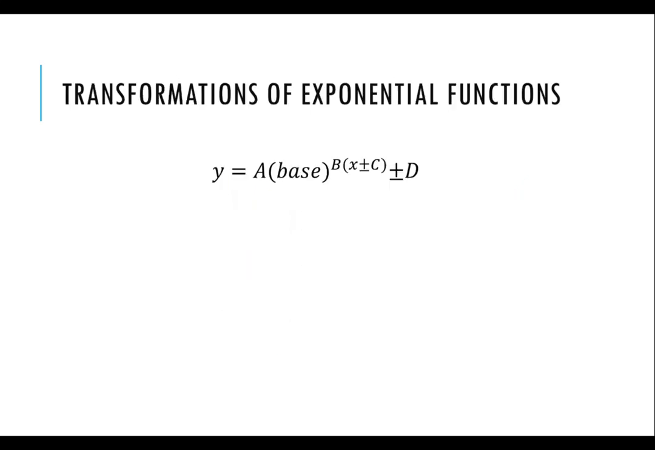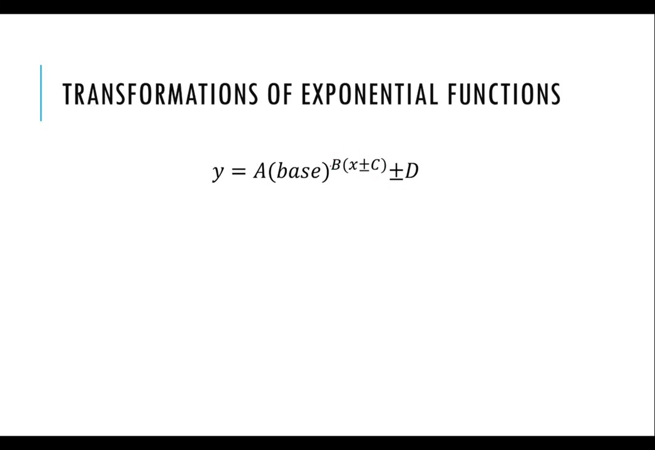Now, if we're trying to graph these things, then we're going to use the same transformations that we had before. That is, stuff inside the function affects horizontal stuff, stuff outside the function affects vertical stuff. But if we just want to adjust this specifically to our exponential function, it looks like this, where the inside the function stuff is the stuff that's in the exponent.